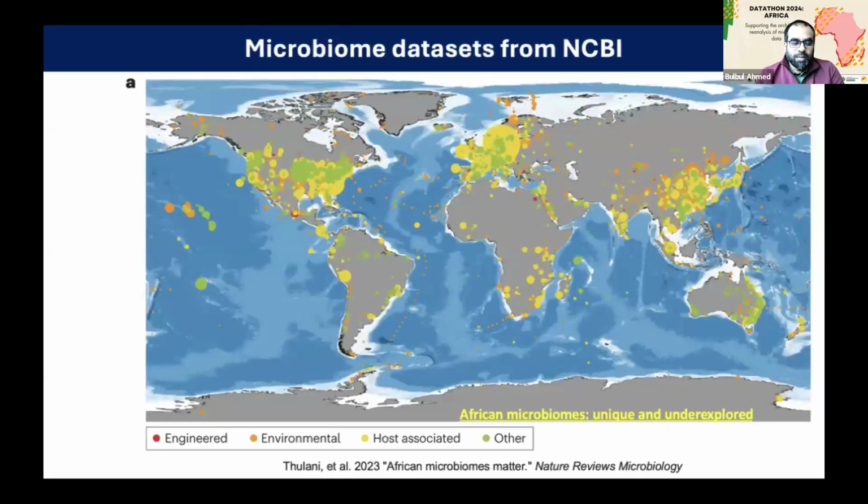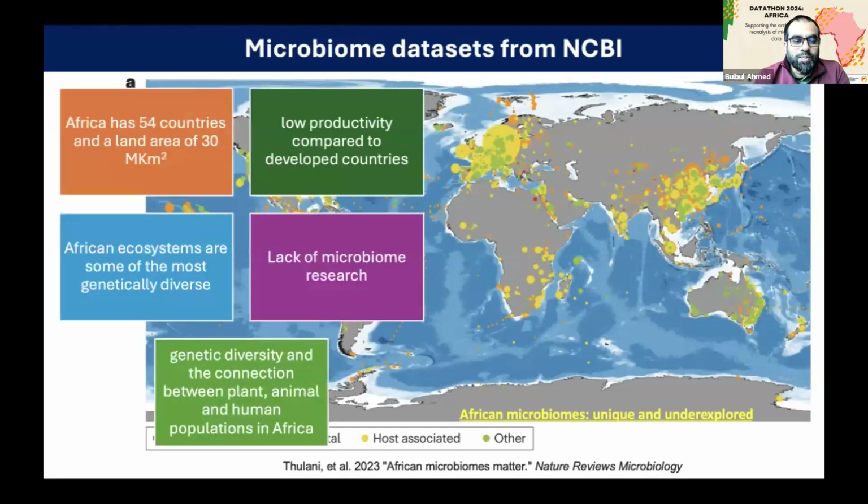This is a recently published paper from 2023, and AGC was part of that, entitled African Microbiome Matters, published in Nature Microbiome. In this figure, you can see all these colorful dots are the microbiome datasets deposited from all over the world to NCBI. And if you look at the African part, it's quite empty. There is not much. This paper also mentioned that Africa has a wide area of land, but in terms of microbiome datasets, we are still producing very little compared to the developed countries.